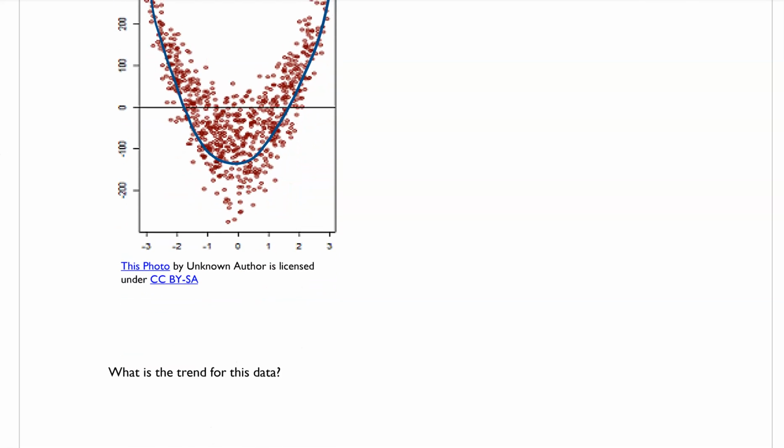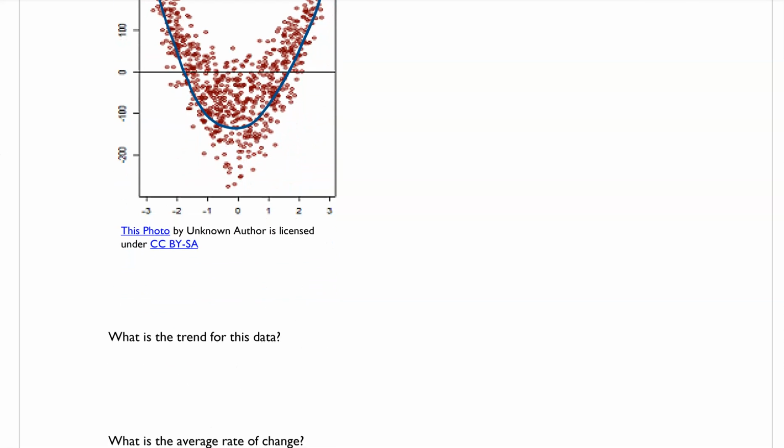And what is the trend for this data? We know that it is facing upwards, which is another way of saying that the a value is positive for the model that we would come up with for this quadratic function.